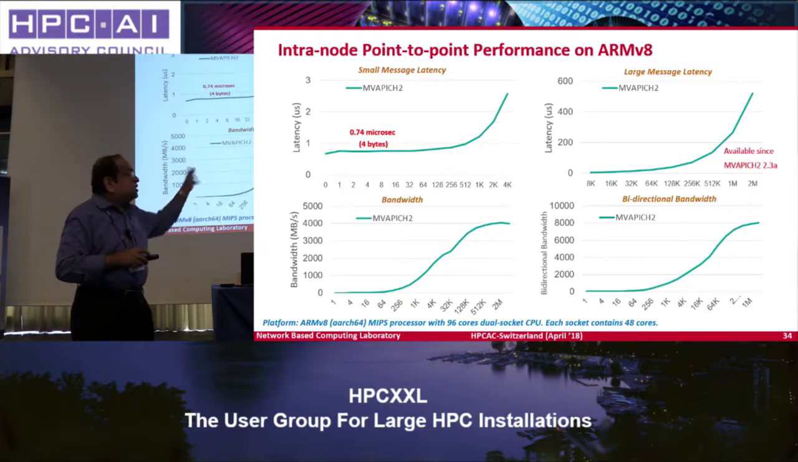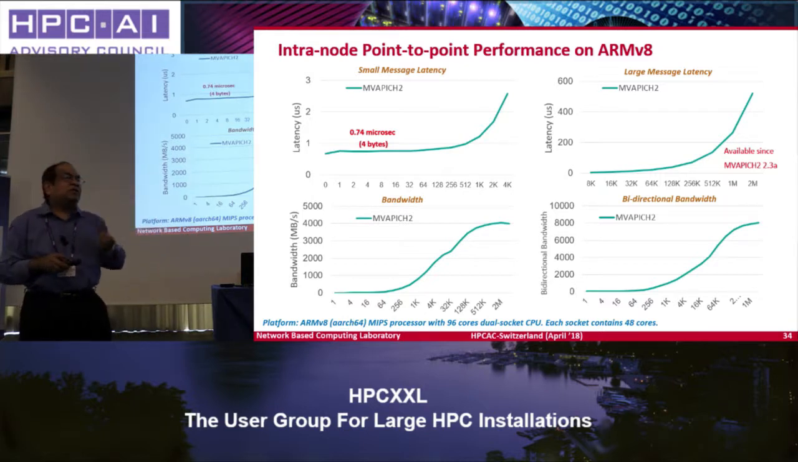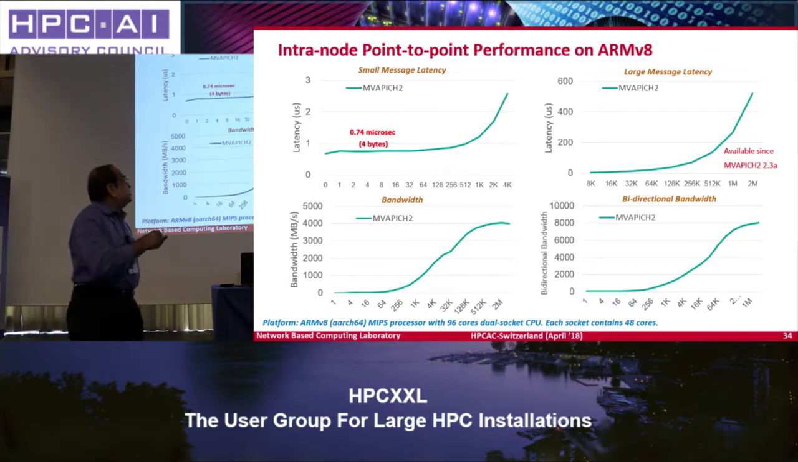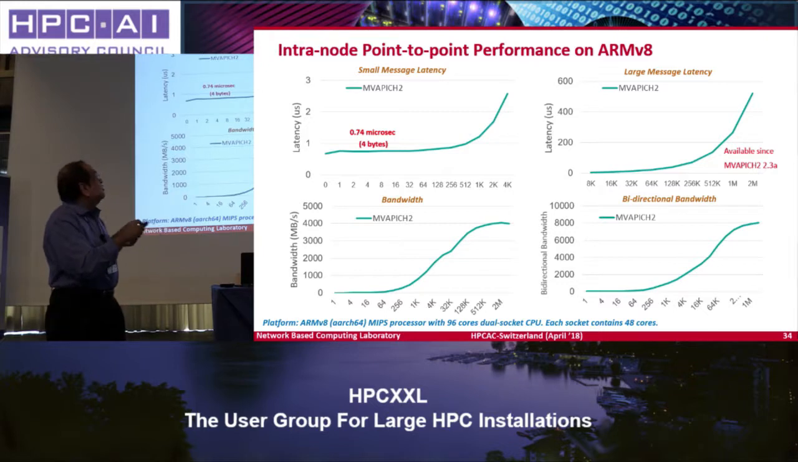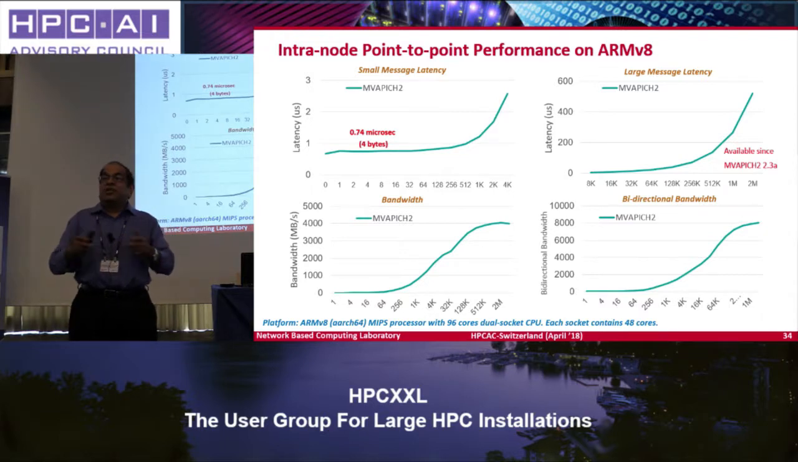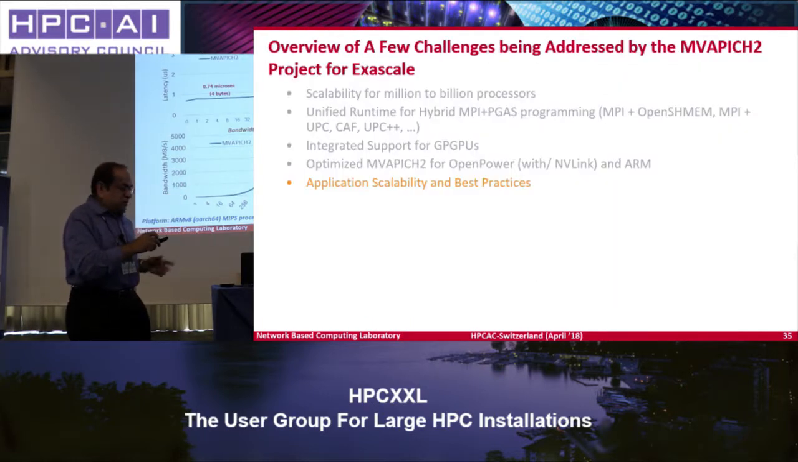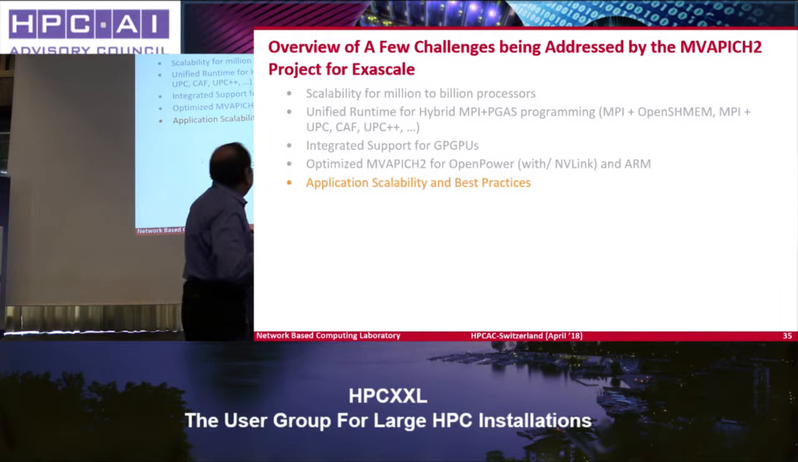Then we are also working very closely with ARM. That is the new platform which is coming up. Here again, you can see this is publicly available. ARM cores are a little bit slower. This is the intra-node latency, around 740 nanoseconds. So we can do MPI latency within the core, and you get very good performance on the ARM.